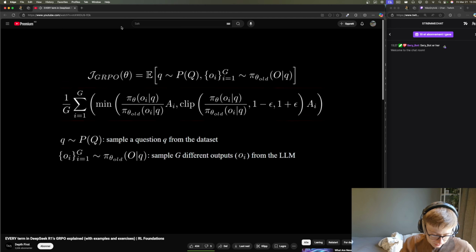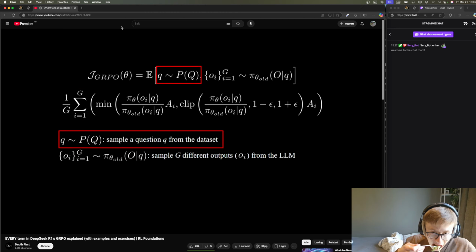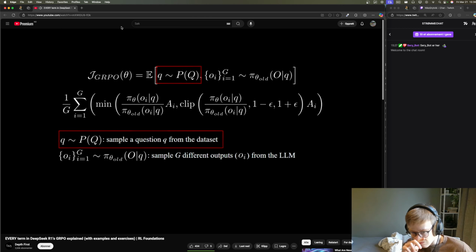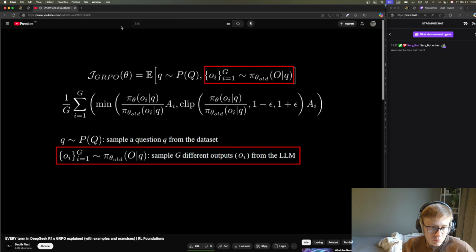So what this means is that first, we'll need a question from our training set. The first term here means I'm just going to sample a question randomly from the training set. Then, given that one question, I'm going to sample capital G different responses from the language model. That's what these curly brackets are saying. It's a collection, or group, of responses. How many members are in this group? Capital G. So far we have a question, and G different responses for that same question.